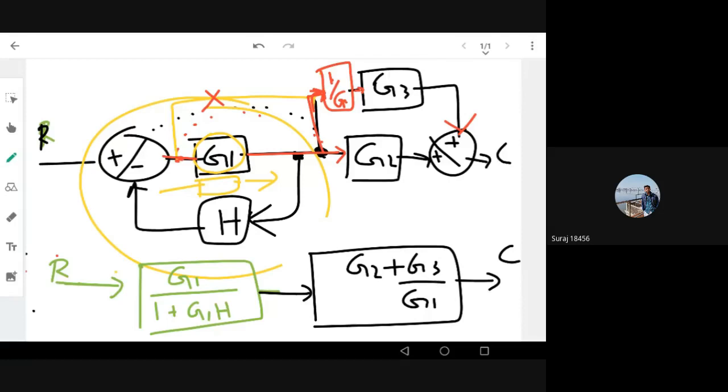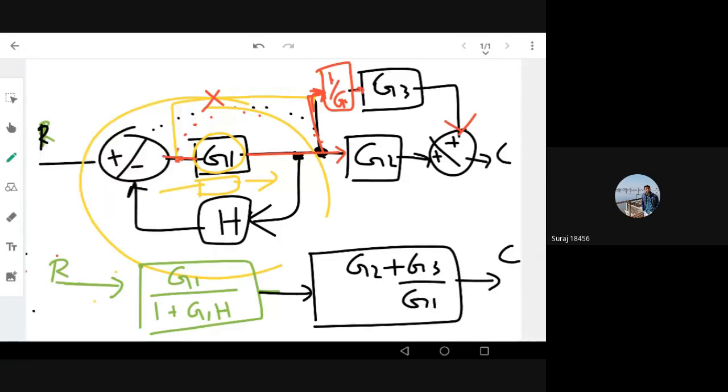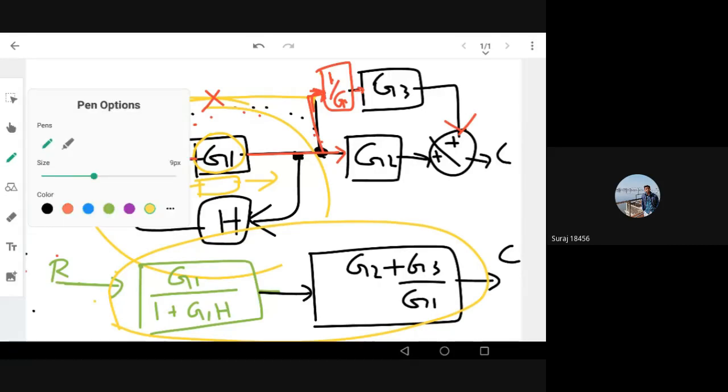Okay, now we have two things in series. So what will happen? I can combine these two because both are in series. So this can be combined together. It's like multiplication.